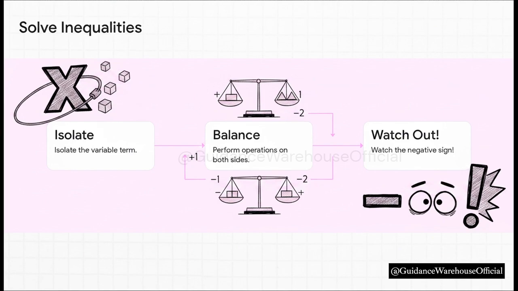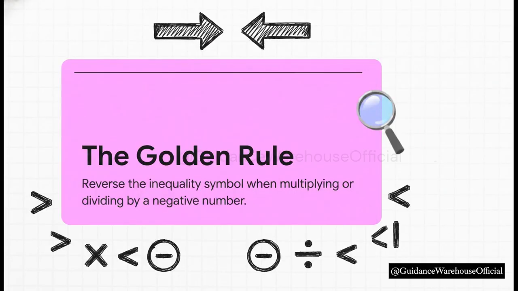Pretty simple, right? But here comes the catch. Okay, huge common mistake alert right here. The absolute golden rule of inequalities is this. You must reverse the inequality symbol whenever you multiply or divide by a negative number. So our inequality was negative 2x is greater than or equal to 6. To get x all by itself, we divide by negative 2. Because we divided by a negative, that greater than or equal to sign flips instantly. Boom. Our final answer becomes x is less than or equal to negative 3.